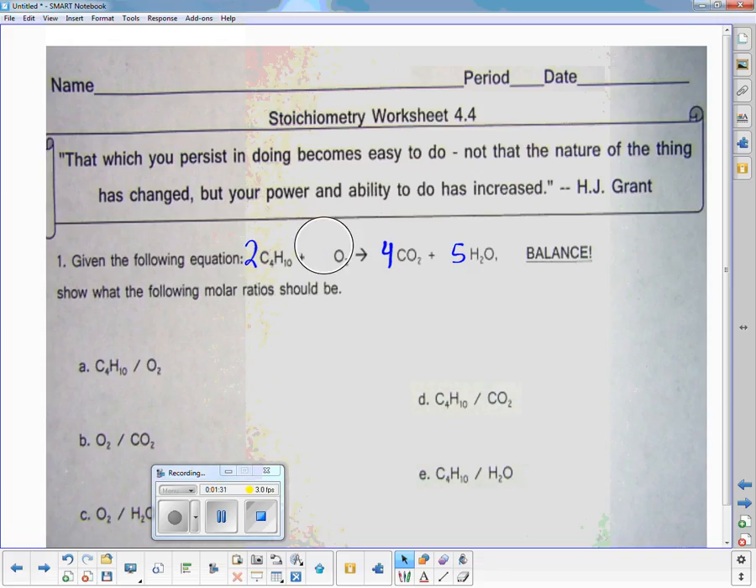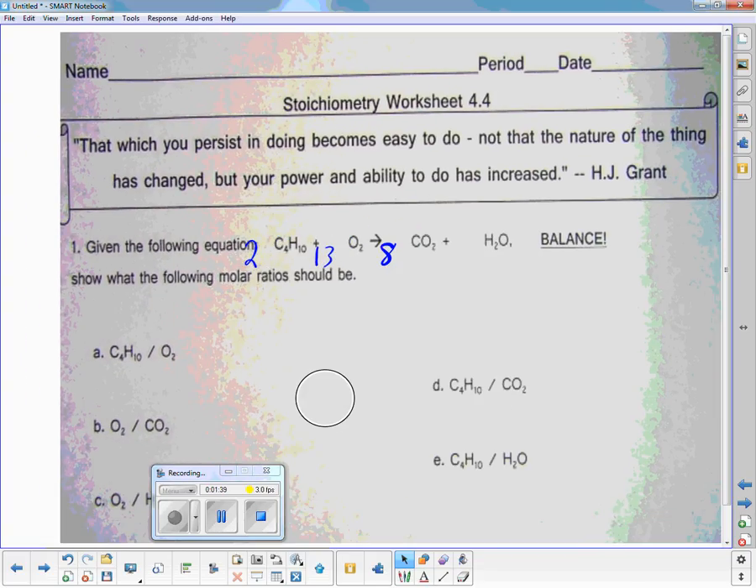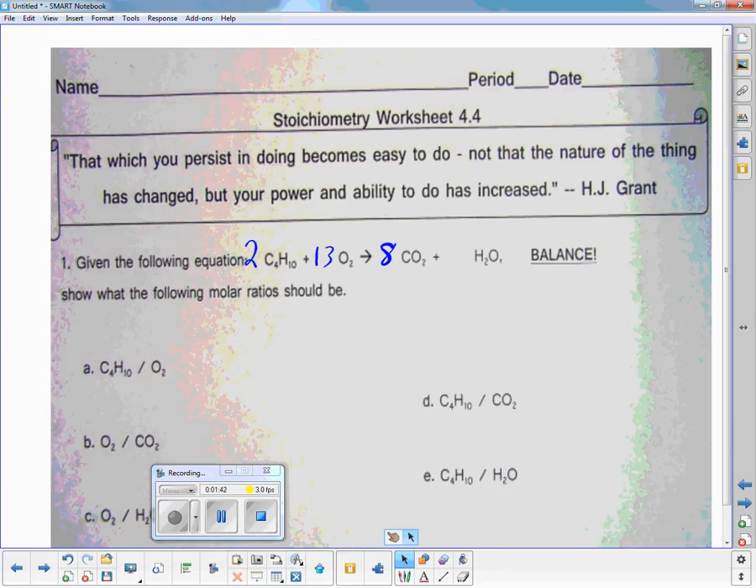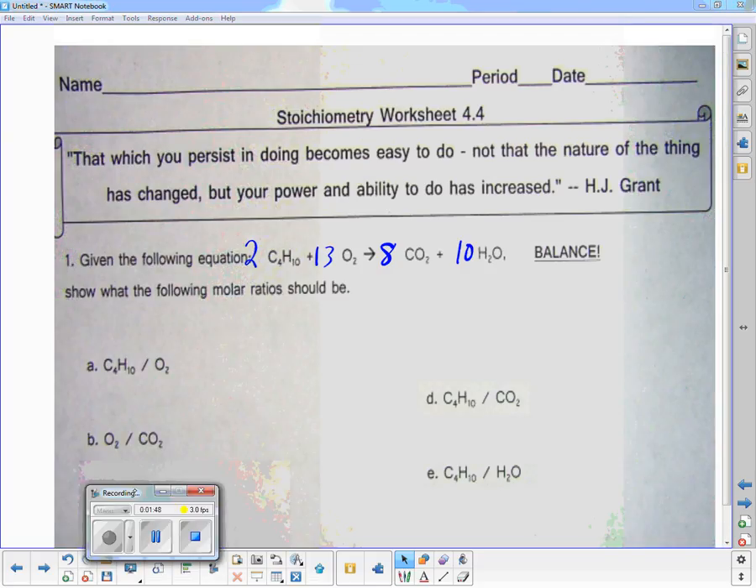So 2, 13, 8, whoa. Sorry, moved that when I wasn't meaning to. And 10. Okay, so now all we're wanting to do is do little ratios.